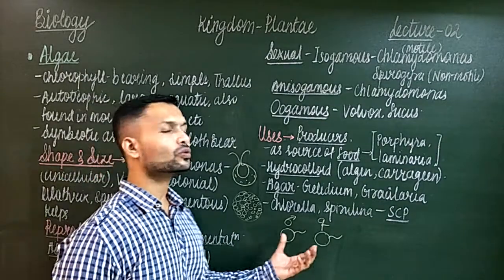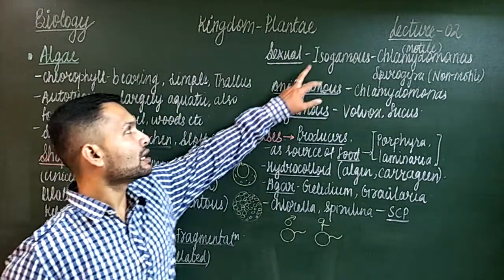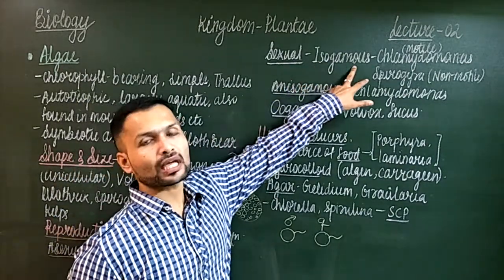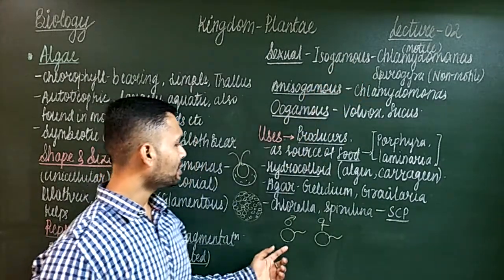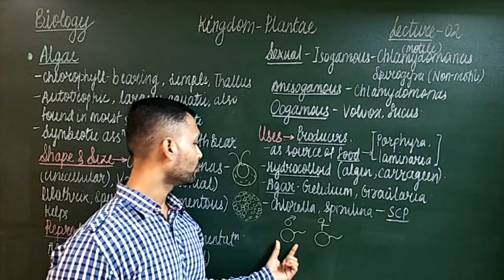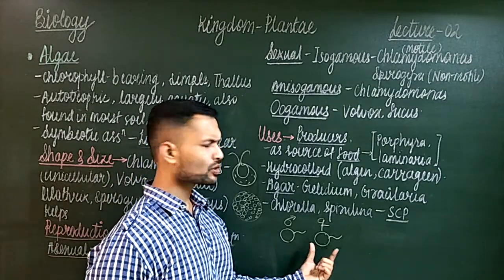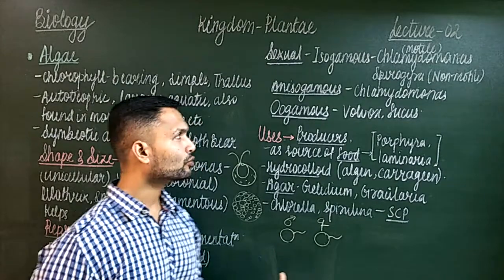The gametes look similar in shape and size. So that's the meaning of isogamous. Iso means same, and gamous refers to the gametes. So the gametes look exactly the same. If both have similar shape or size, both can also be motile, and both will have flagella.